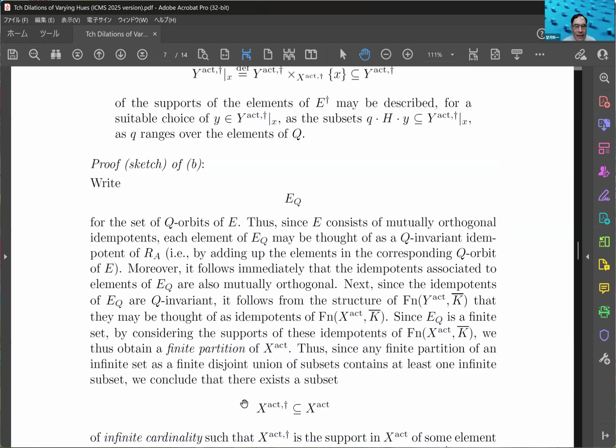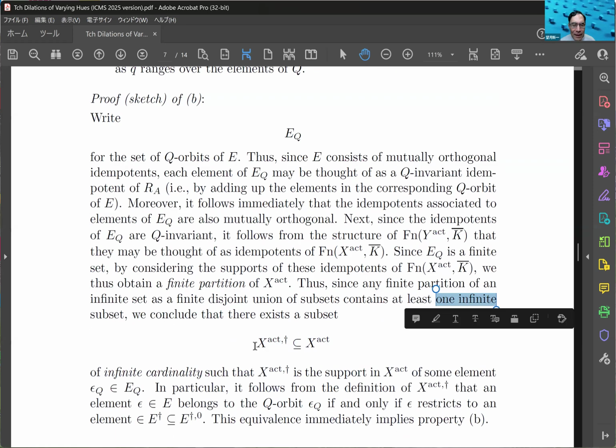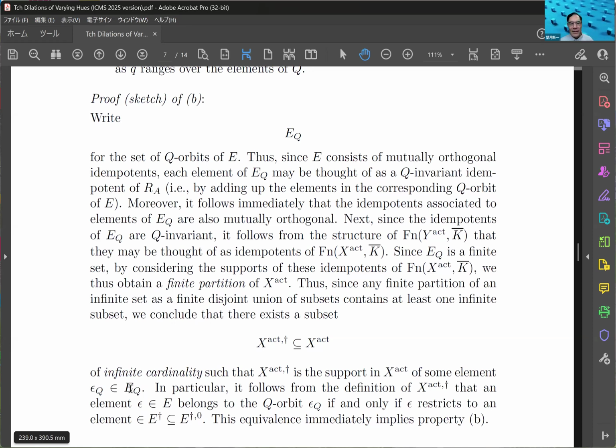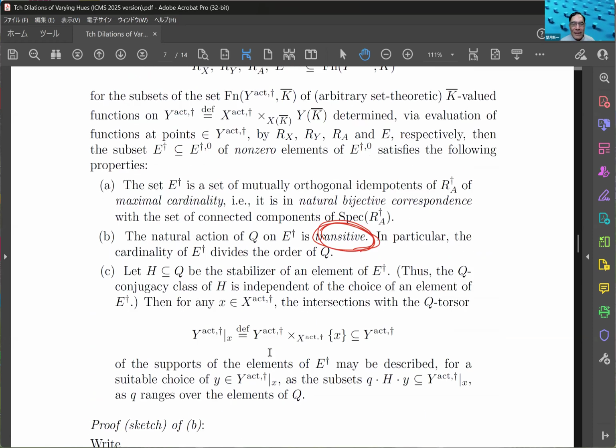And so since any finite partition of an infinite set into a finite disjoint union of subsets contains at least one infinite set, that implies the existence of an infinite subset which is the support of some element in this EQ. So then it's a tautology that once one restricts to this subset, all these properties are satisfied. It's very elementary and easy to verify.